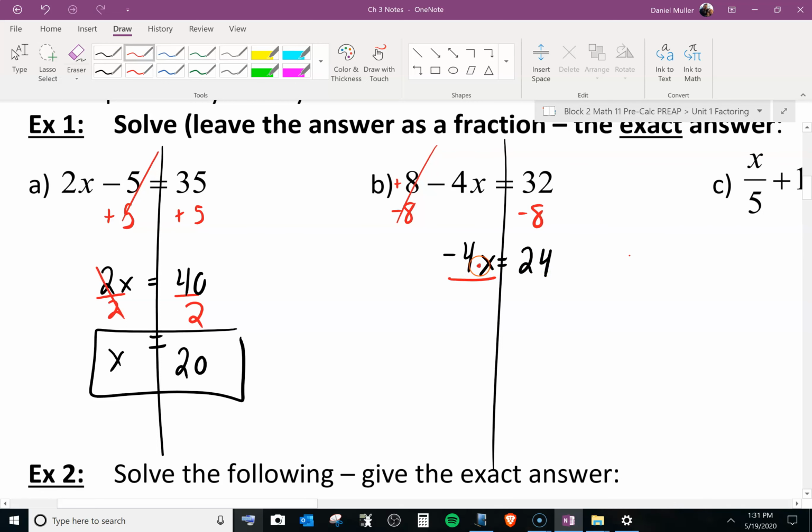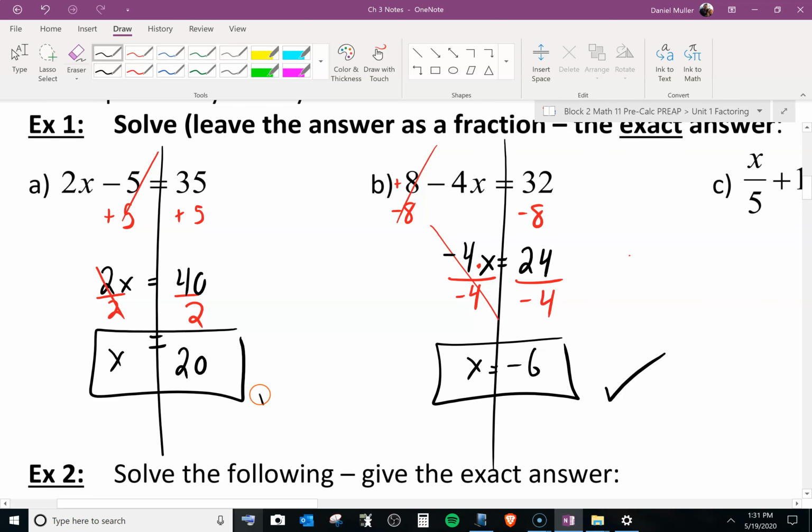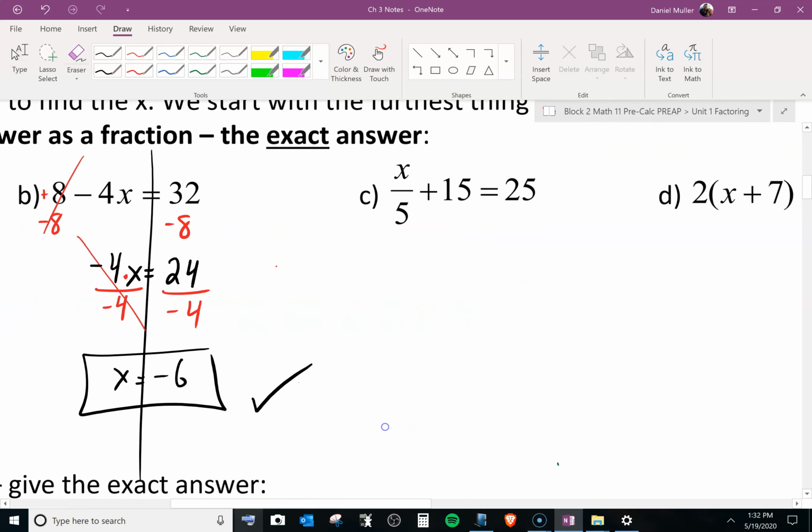Then I can get rid of this multiplying by dividing by negative 4. Negative 4 over negative 4 will cancel out. So I have x equals 24 divided by negative 4, which is negative 6. If you put negative 6 back in here, you would get negative 6 times negative 4, which would be negative 24, plus the 8 would be 32. So that's how you would know that it's correct. But these are what I'm looking for: x equals 20, x equals negative 6.